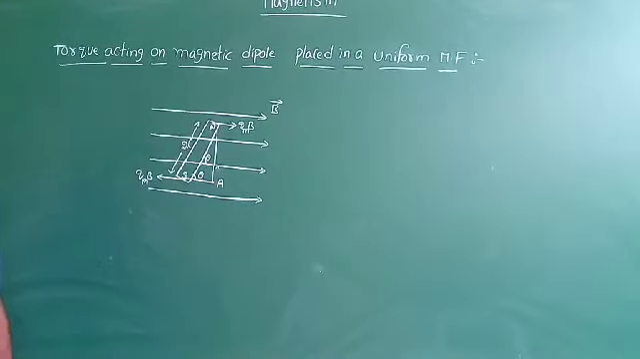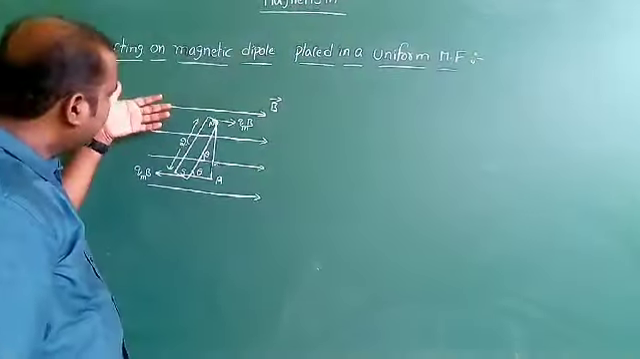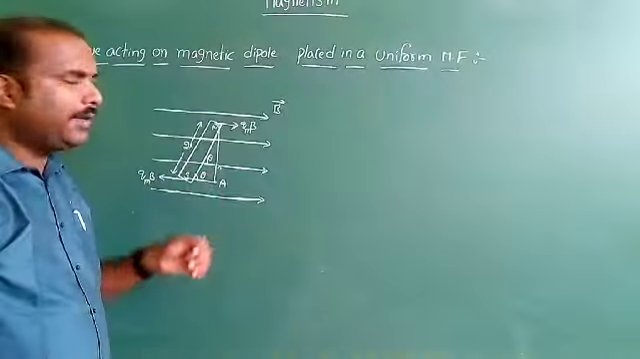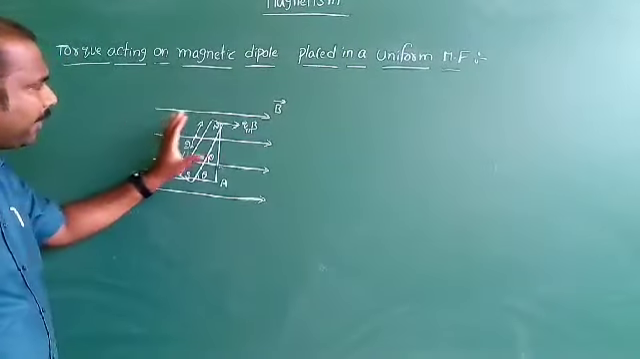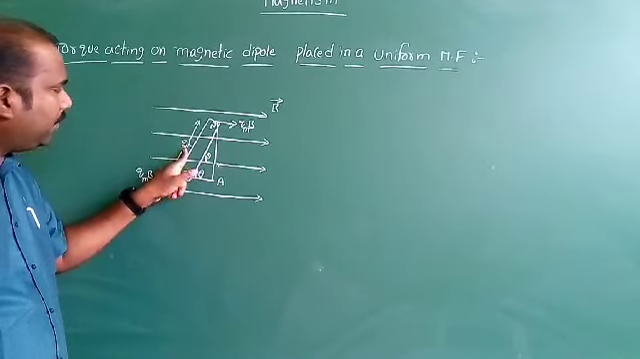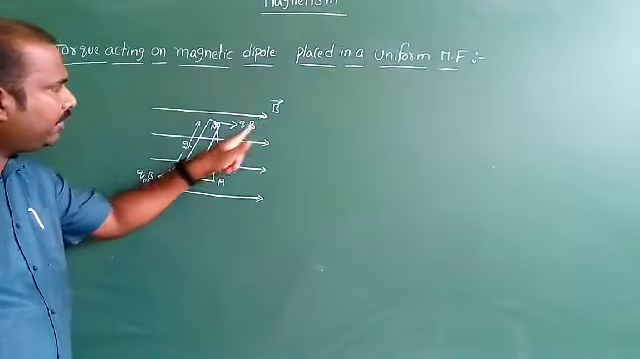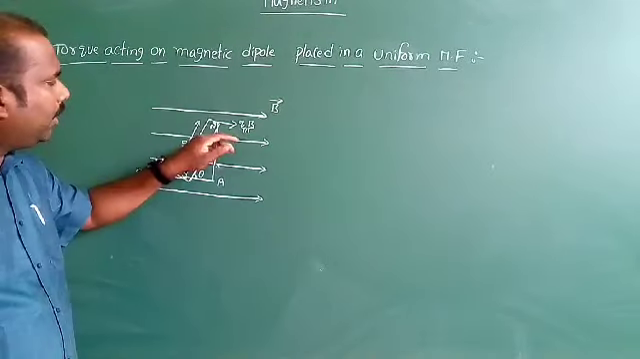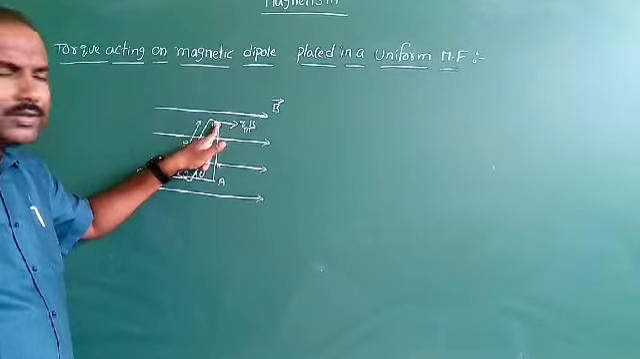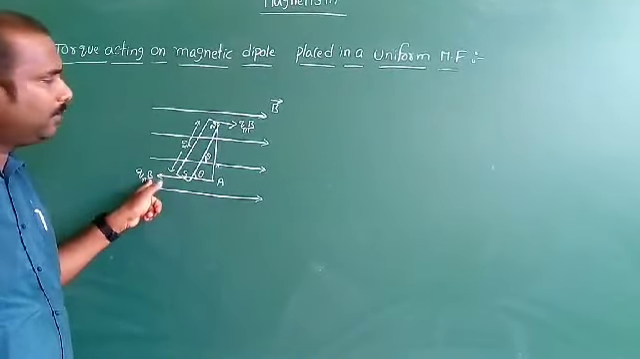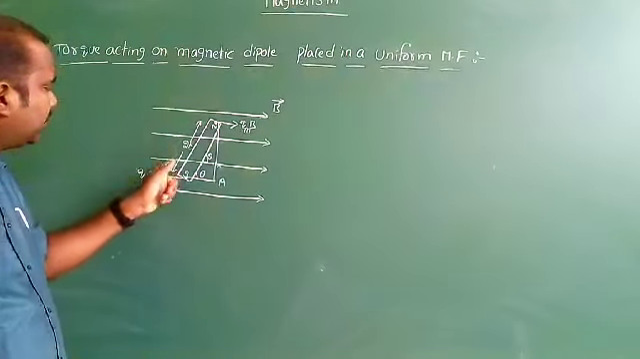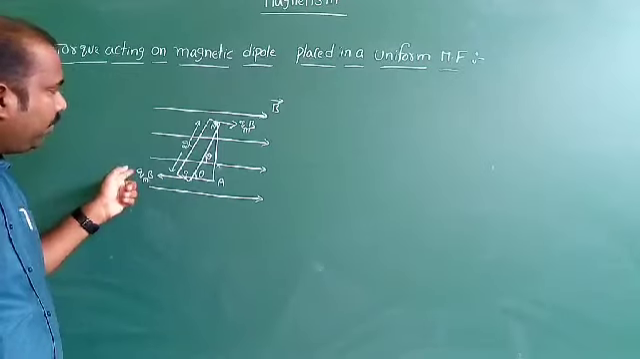Now, once again, all of you try to understand the diagram. This is the uniform magnetic field, B bar. In that magnetic field, I am keeping one bar magnet of length 2L, which makes an angle theta with the direction of B. Now, this north pole will experience a force and the south pole also will experience a force. The force experienced by north pole is Qm into B. The force experienced by south pole is Qm into B.